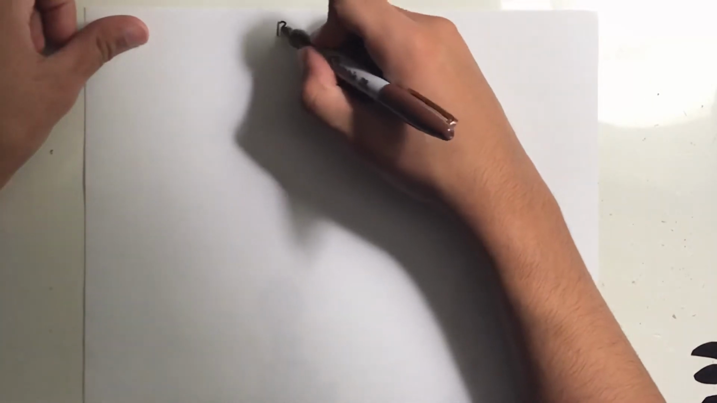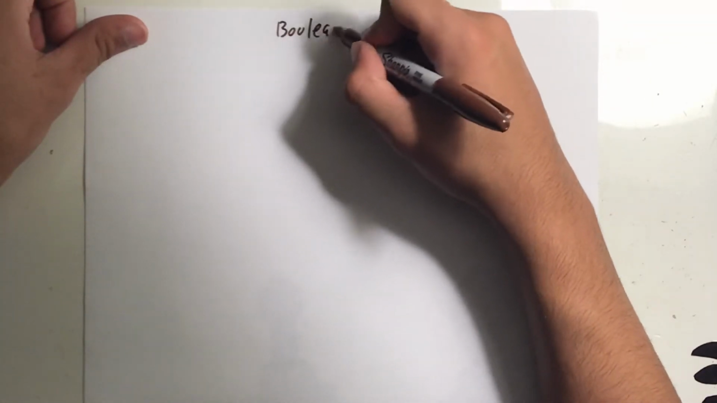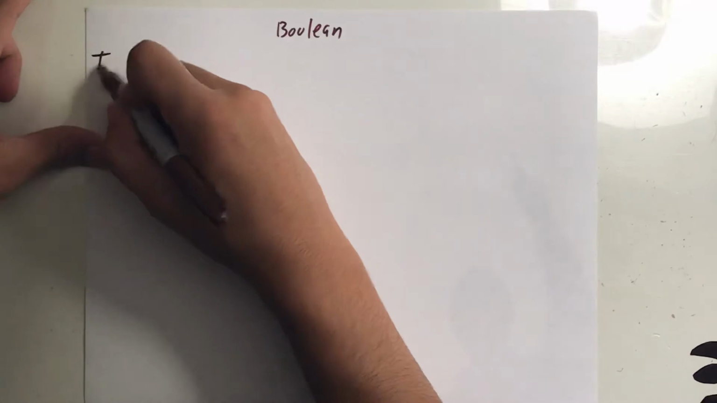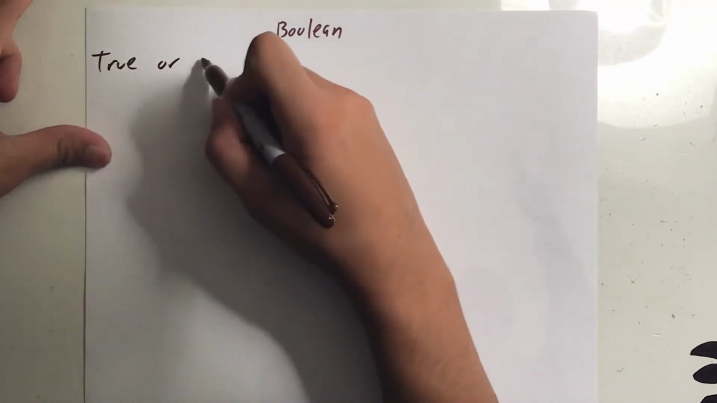Today we will be going over Boolean logic. Basically with Boolean you can only get two results, and that is either true or false.